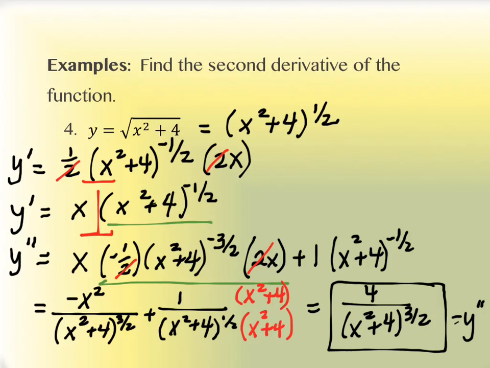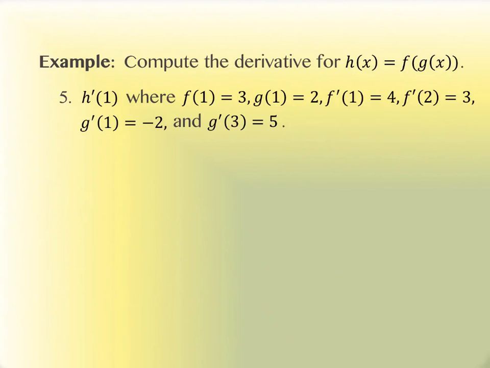There's one more example, and it's not a very difficult one. You're going to do an example of this in your homework. It wants you to compute a derivative for h of x equals f of g of x. They want you to find h prime of 1, and then they give you a bunch of numbers. There's no functions here, as in an equation for you to work on, but you actually have to use what it means to have a derivative of a chain rule. So this is h of x. It equals f of g of x.